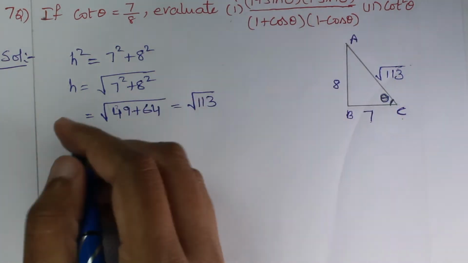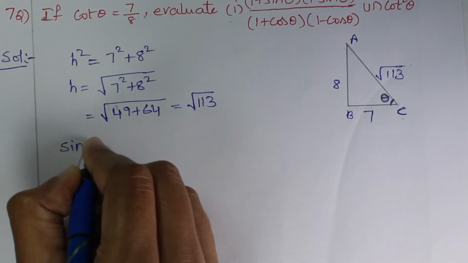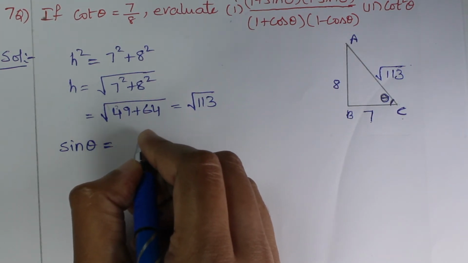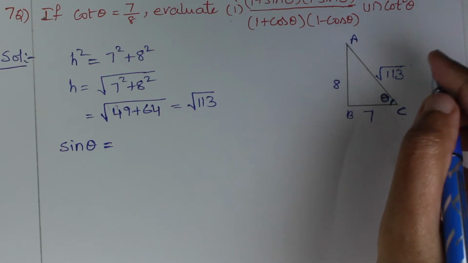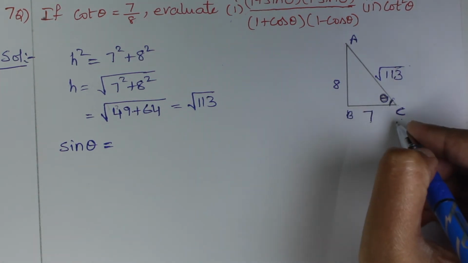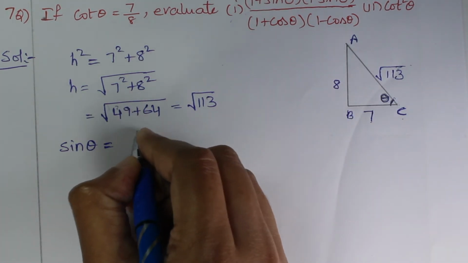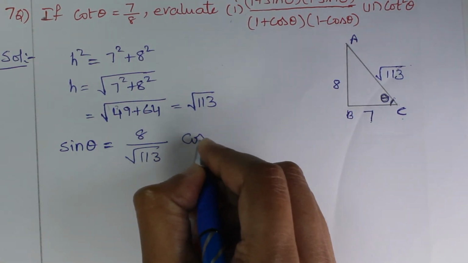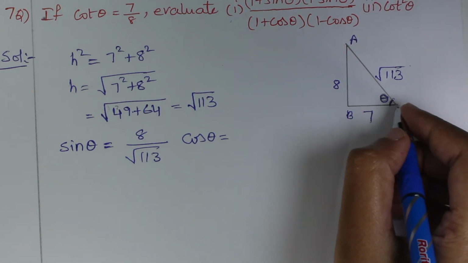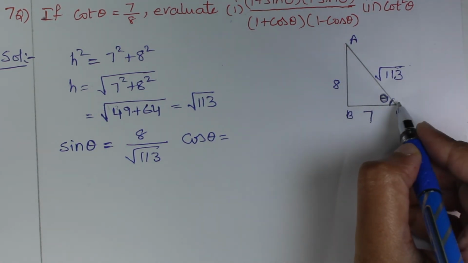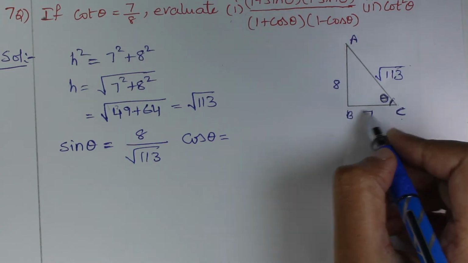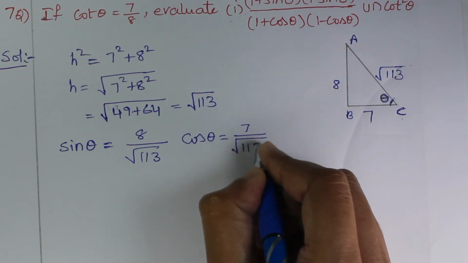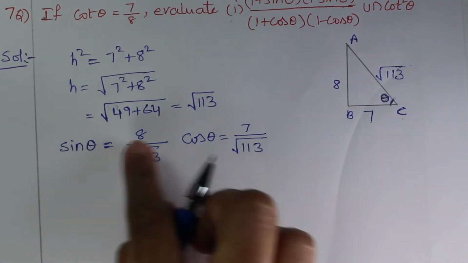Now let's find out the value of sine theta. Sine theta is equal to opposite side to theta divided by hypotenuse. What is the opposite side to theta? From this figure, it is 8. So 8 divided by hypotenuse, square root of 113. Now cos theta. What is the value of cos theta? Adjacent side by hypotenuse. What is the adjacent side to theta? It is 7. 7 by hypotenuse, square root of 113. Okay, now we have the values of sine theta and cos theta.